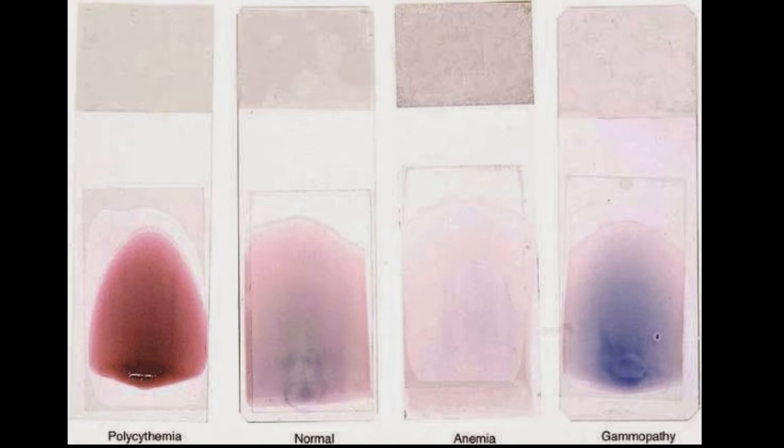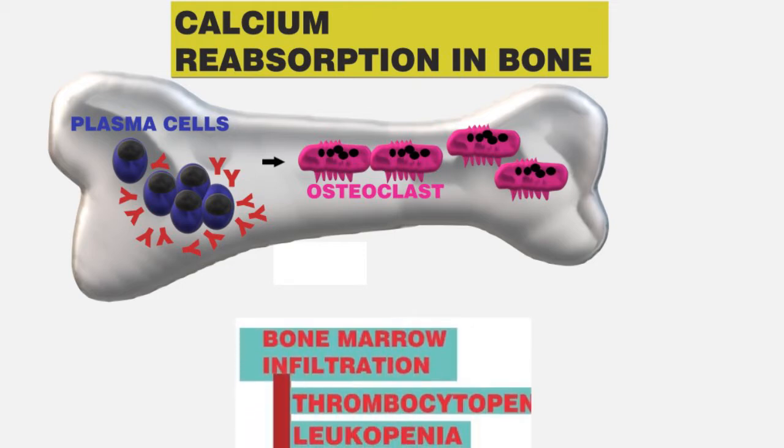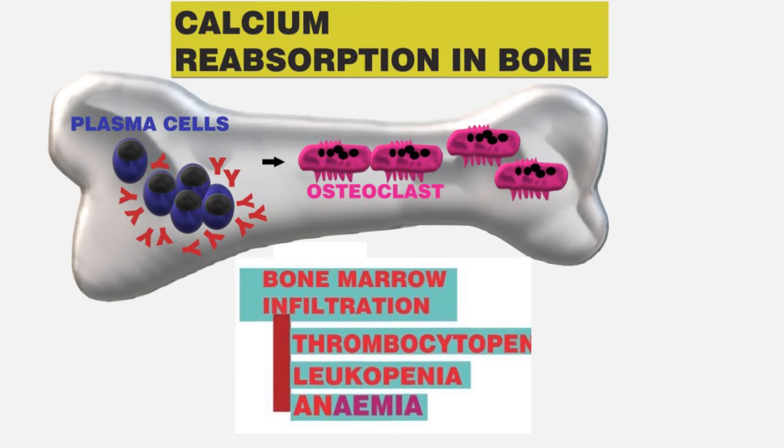Next, we look at the CBC report. Due to overgrowth of plasma cells in the bone marrow, too much crowding occurs and normal blood forming cells are decreased. That can cause a low RBC count, thrombocytopenia, a low platelet count, and leukopenia, where the WBC counts are decreased. This is also an indication of increased plasma cell production in the bone marrow.